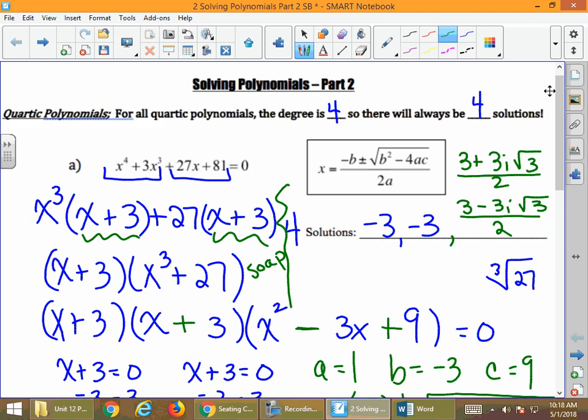Again, I don't think that any Algebra 2 teacher is going to have any issue with you typing or writing 3 plus or minus 3i radical 3 divided by 2. But if you're very literal, we say 4 solutions: -3 is a solution, -3 is a solution, the top green is a solution, and the bottom green is a solution. There's the 4.